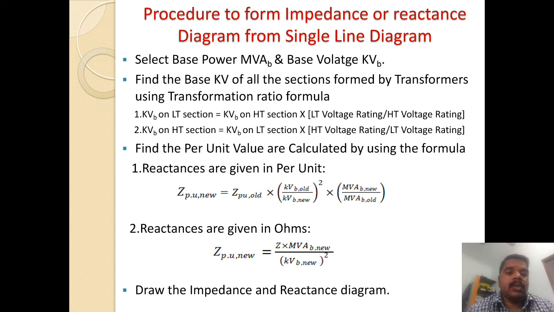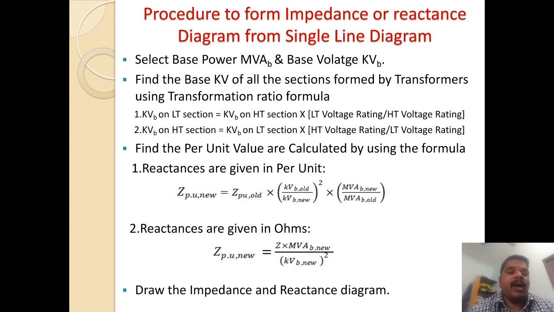What is the formula? KVB on LT section is equivalent to KVB on HT section into LT voltage rating divided by HT voltage rating. KVB on HT section is equivalent to KVB on LT section into HT voltage rating divided by LT voltage rating. LT means low tension side, HT means high tension side. Depending upon LT or HT, you choose the formula. By using this transformation ratio formula, you find the KVB new value for all the sections. This is the second procedure.